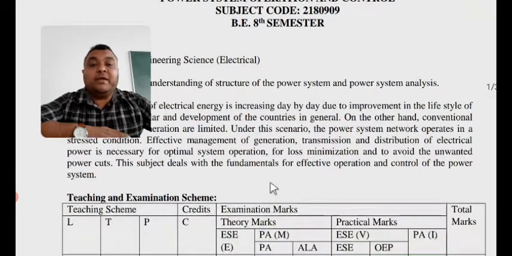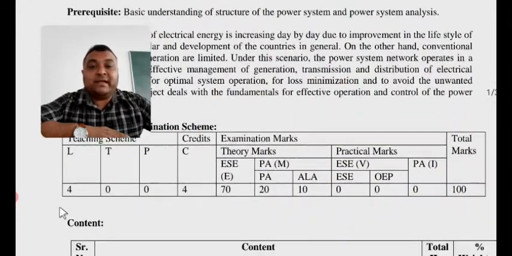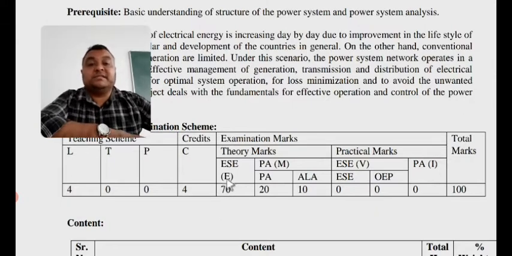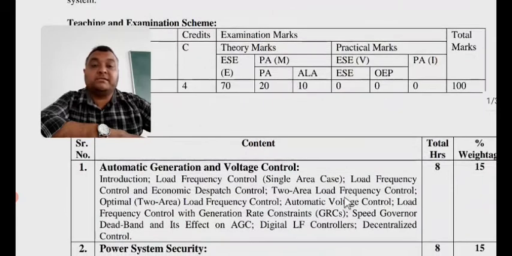Here we can see the teaching and examination schemes. There are lectures, theory portions, and there is an external exam of 70 marks, and you can see there is a mid-sem exam of 20 and 10 marks. So in total, Power System Operation and Control is a 100 mark subject.